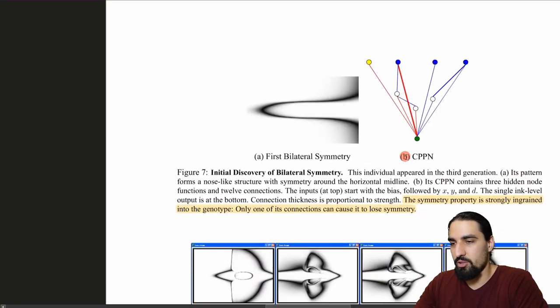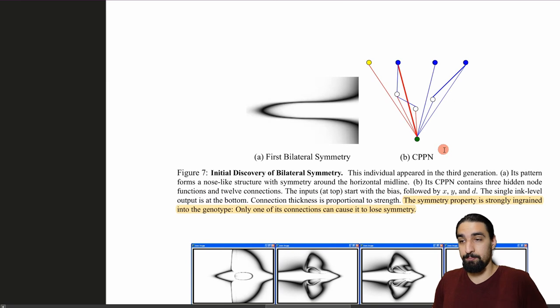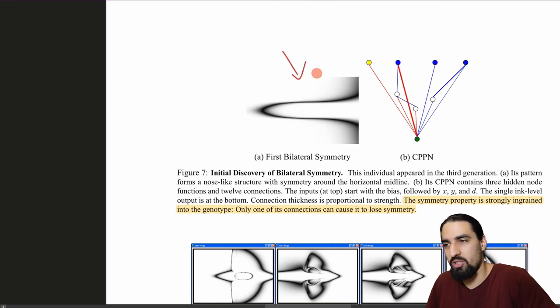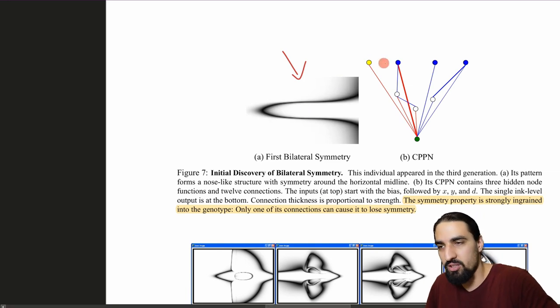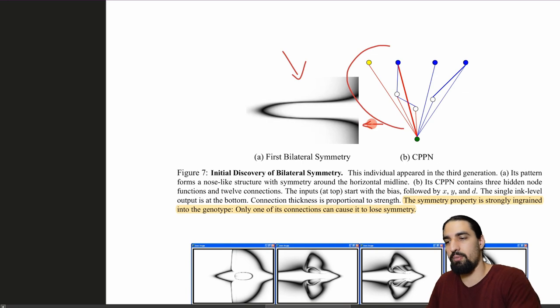Let's see some results. You can see that people managed to generate symmetric patterns such as this one, which is a very important finding because, as we saw with the fly example, when you have this bilateral symmetry pattern, that means you can form bilaterally symmetric bodies. And this is the corresponding CPPN that is generating this particular pattern.